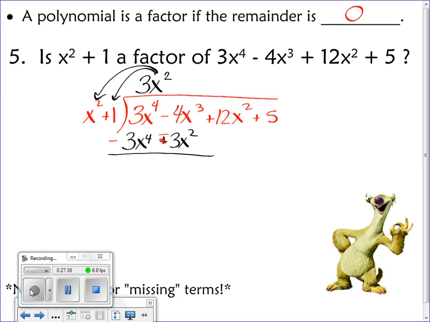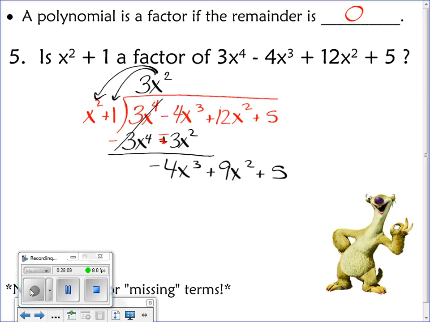So 3x to the 4th minus 3x to the 4th cancels. Negative 4x cubed minus 3x squared. Are those like terms? No. But can I put this together with this? Yeah. So I'm going to first write down the negative 4x cubed, though. Right? I know that piece is still there. And then these are actually like terms. They just didn't line up. That's going to give me 9x squared plus 5.